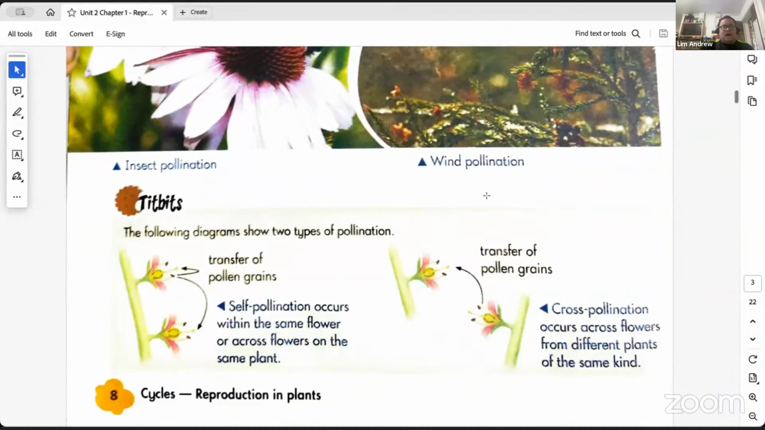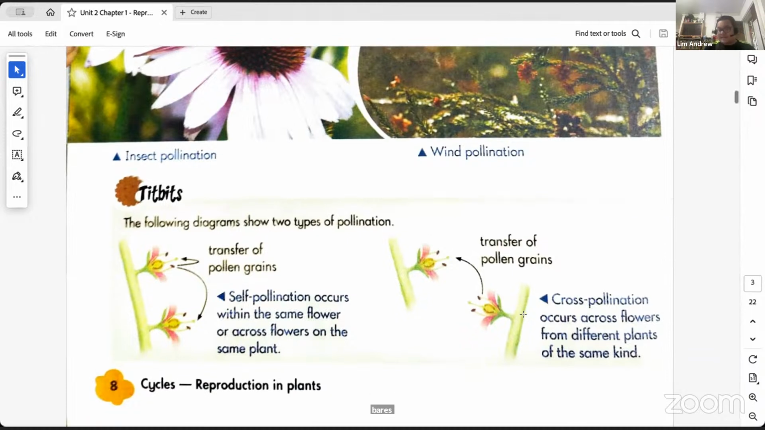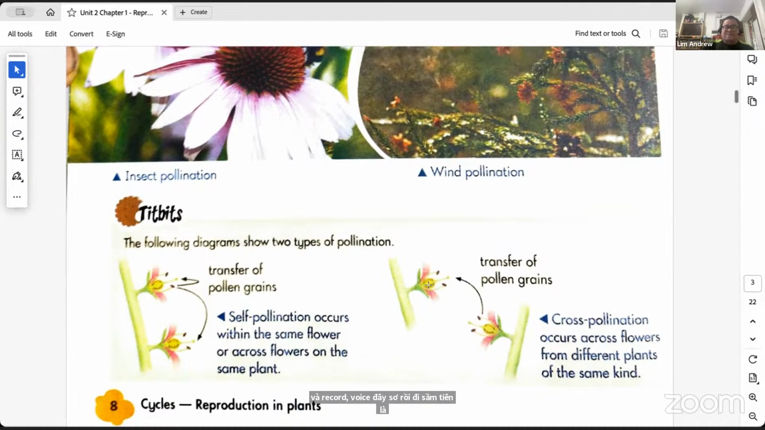All right. So how does pollination occur? We have two different types of pollination. Self-pollination occurs within the same flower or across flowers of the same plant, where the pollen grains just drop and go to another flower. Whereas cross-pollination needs something like insects or wind, whereby the pollen grains transfer from one plant to another plant.